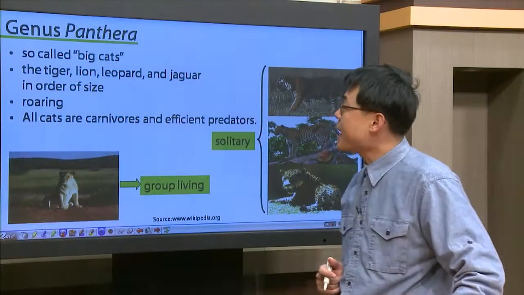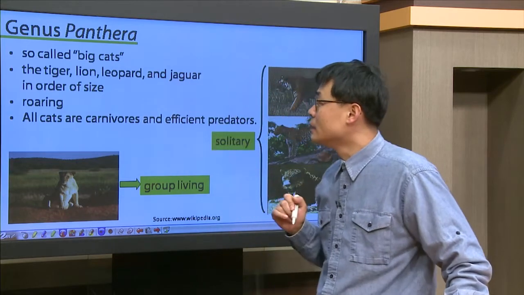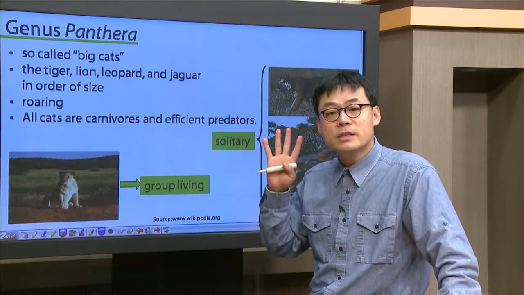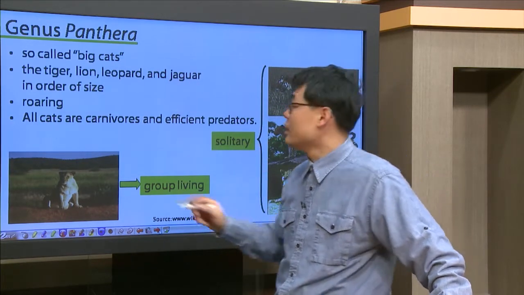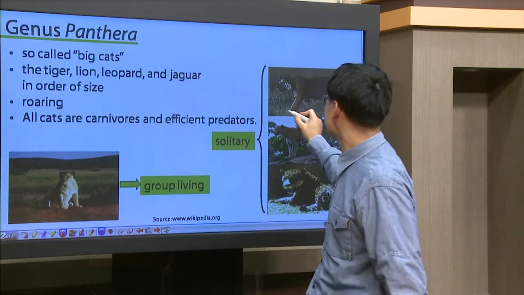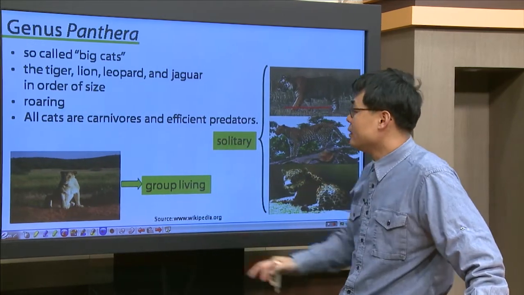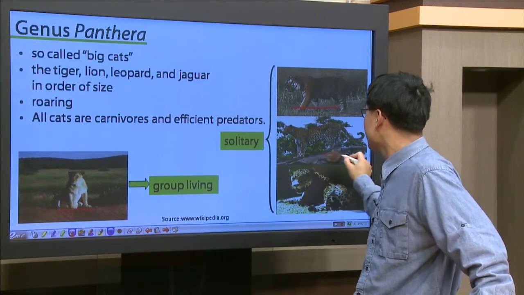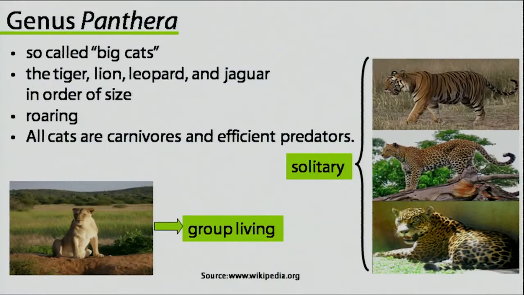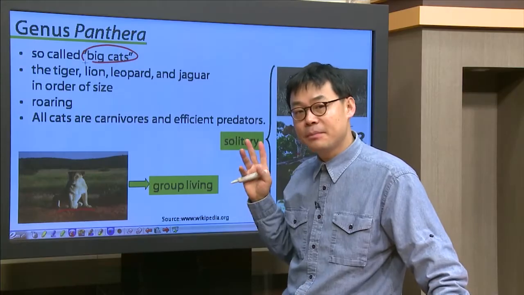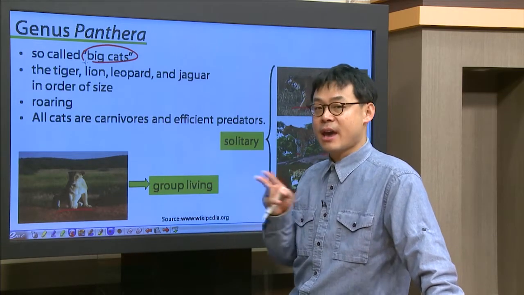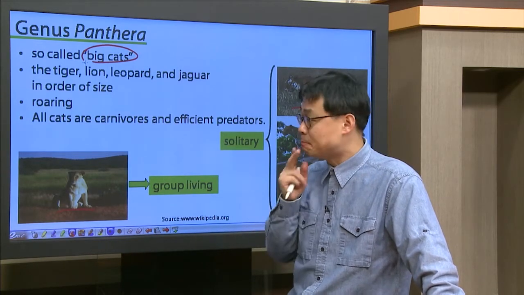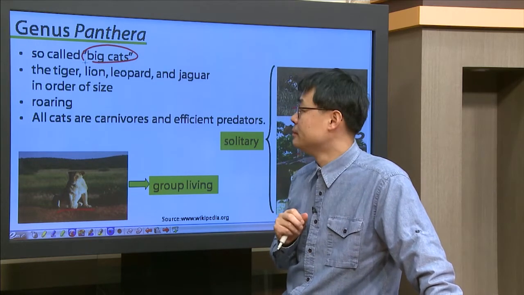The genus Panthera has 4 species. They are tigers, lions, leopards, and jaguars. And they are called big cats because they are big. All other cats, including the cheetah, are small cats.